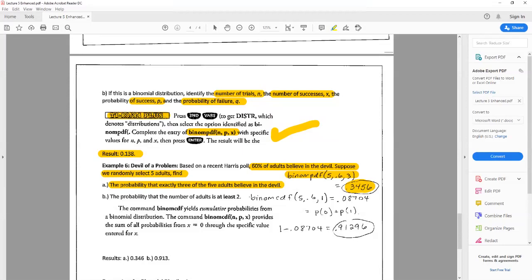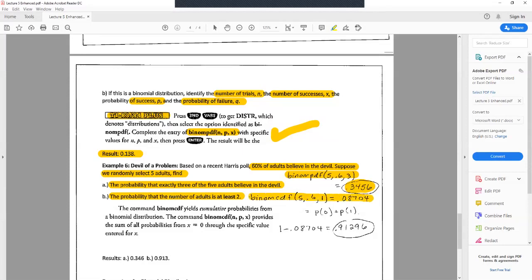Part B says, what is the probability that the number of adults who believe in the devil is at least 2? Well, if at least 2 believe in the devil, then that means 2, 3, 4, or 5 would answer yes. We could do it that way, which is rather lengthy. I'm going to back it out this way. I'm going to use binomial CDF.